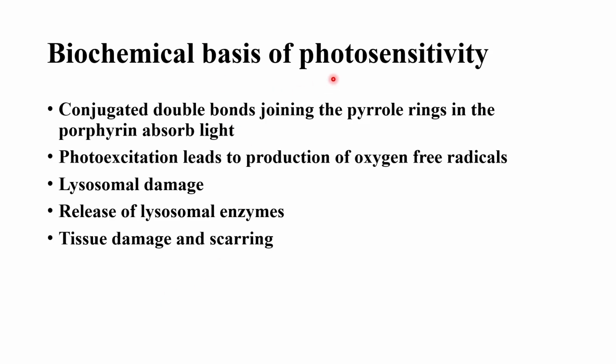Now, the biochemical basis of photosensitivity. What happens? Conjugated double bonds joining the pyrrole rings in the porphyrin absorb light. Then photoexcitation leads to production of oxygen-free radicals. This causes lysosomal damage, and the release of lysosomal enzymes causes tissue damage and scarring. So this is the biochemical basis of photosensitivity.